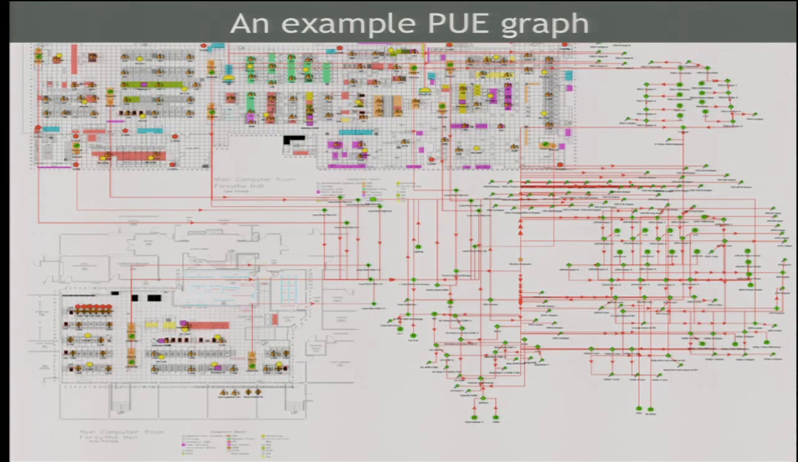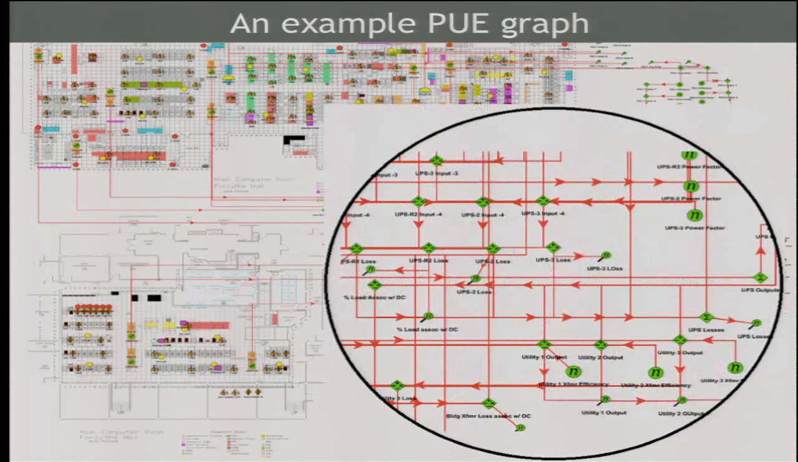Here is this chart. It shows you what is involved in building a PUE. And this is what we call a PUE graph. This is basically a data flow graph. And what this data flow graph does is that it understands every source of power and how they are all interconnected. So let me just show you a slide.